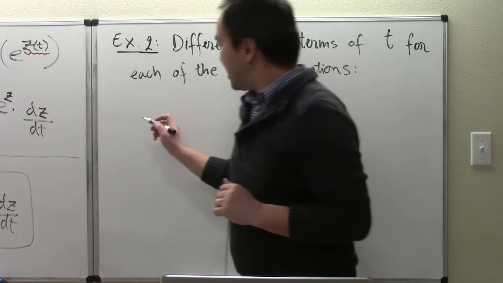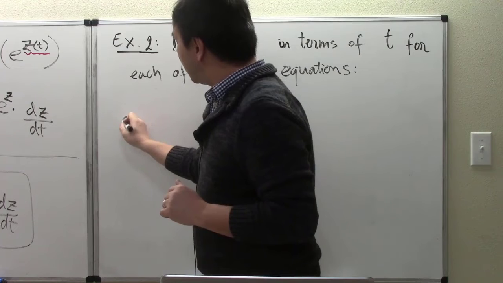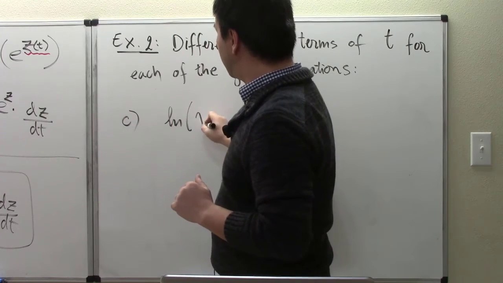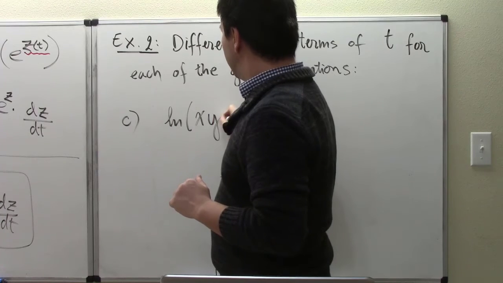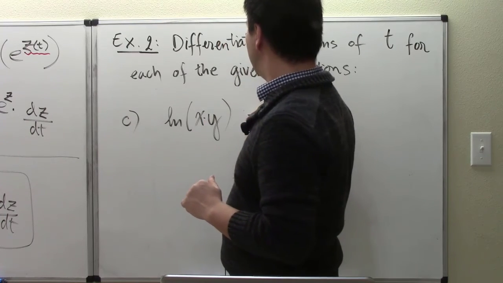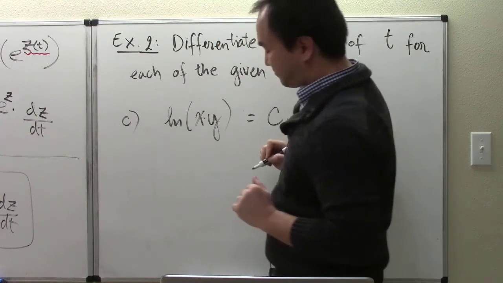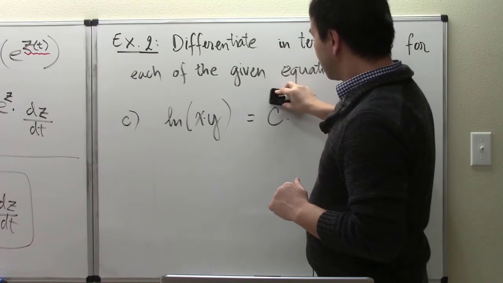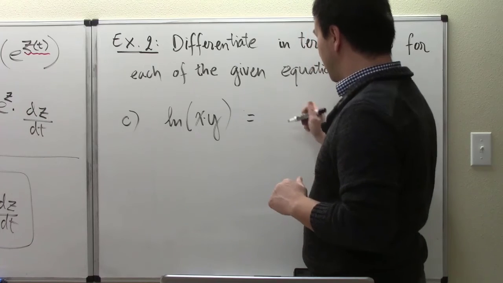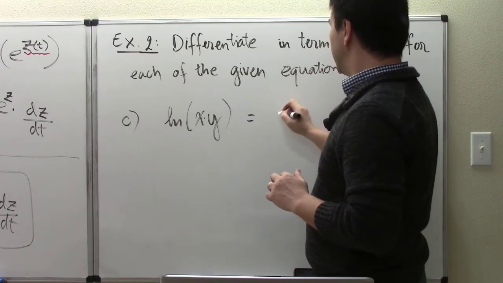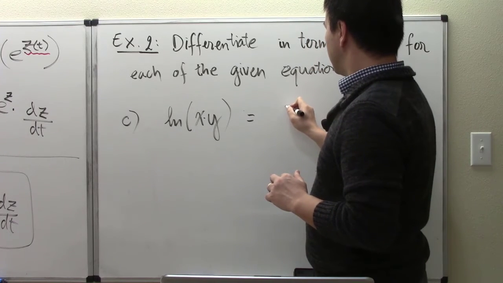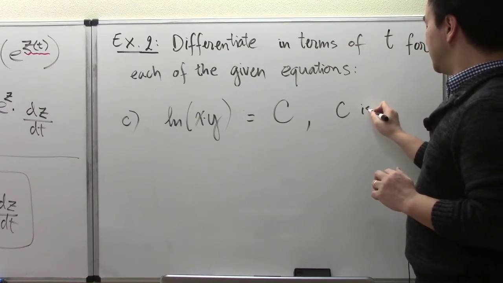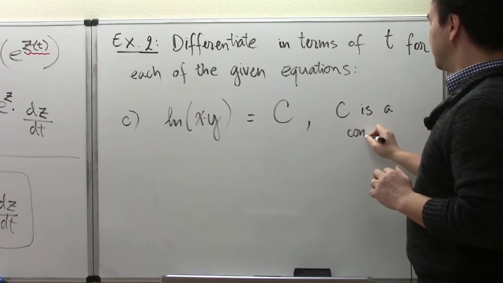Okay, so part C of our example. How about our equation now is a natural log of xy equals C. Let's use C, but I'm going to make a note right here: C is a constant. Okay.